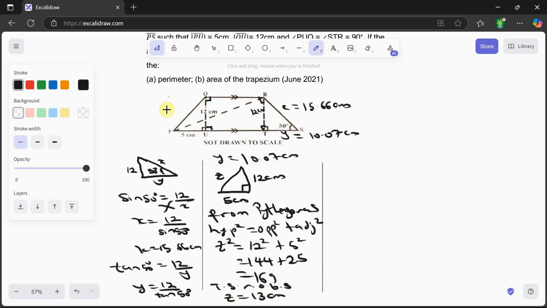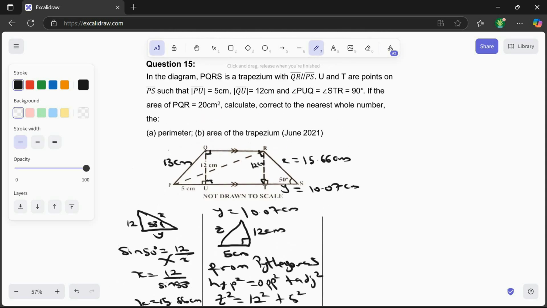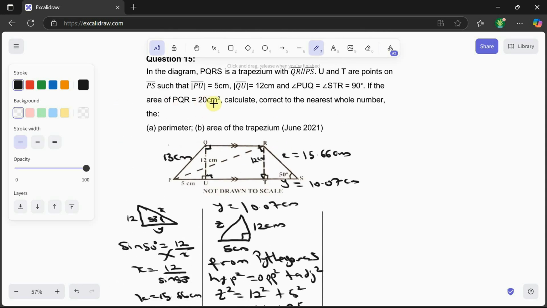So this side here is 13 centimeters. So we have this side, this side, this side, this side. It means this length here, this length QR and the length UT are the same. Look at the triangle. They gave us this triangle. What did they say? They said the area of the triangle PQR is 20 centimeters squared. So let me bring out that triangle.